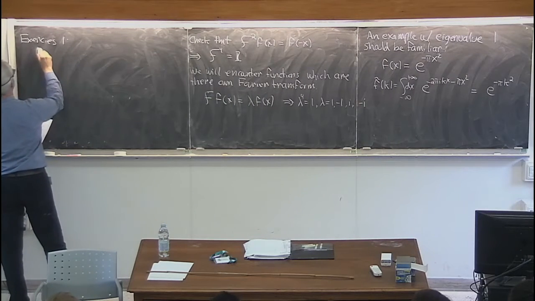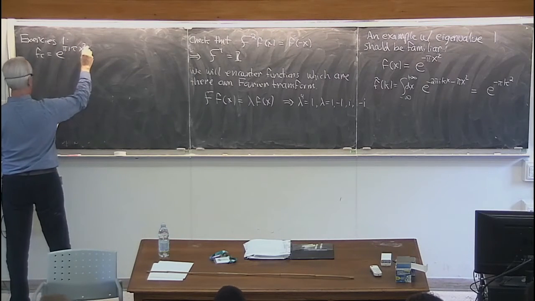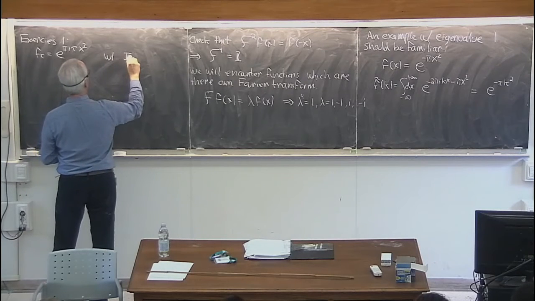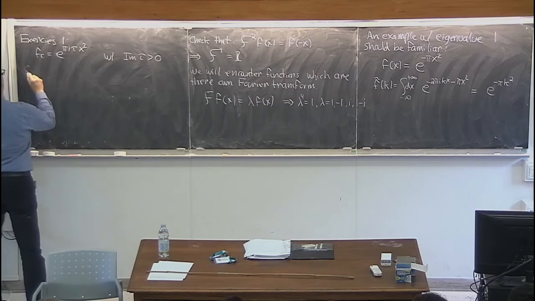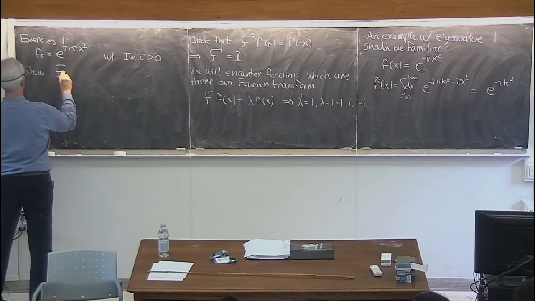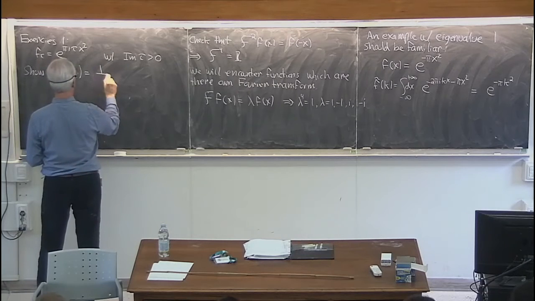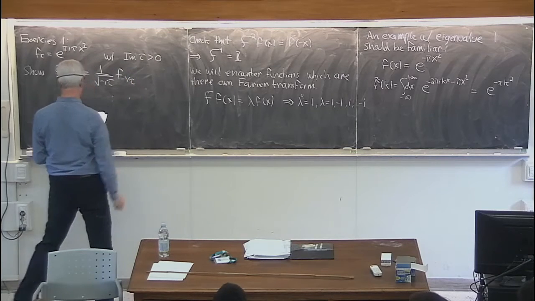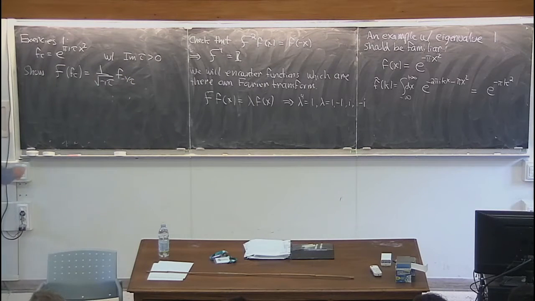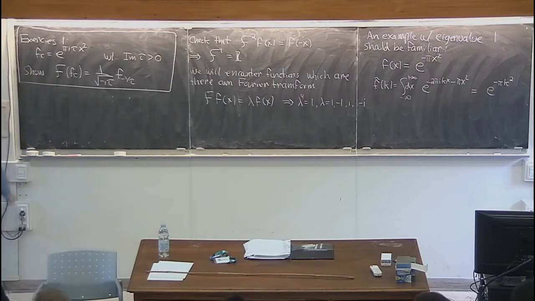So the first exercise is to let f tau be e to the pi i tau x squared, with tau a complex number such that the imaginary part of tau is positive. And the exercise is to show that the Fourier transform of this Gaussian with a different factor is the square root of minus i tau times f of minus 1 over tau. And that is a simple exercise, just using that integral and doing a simple change of variables.